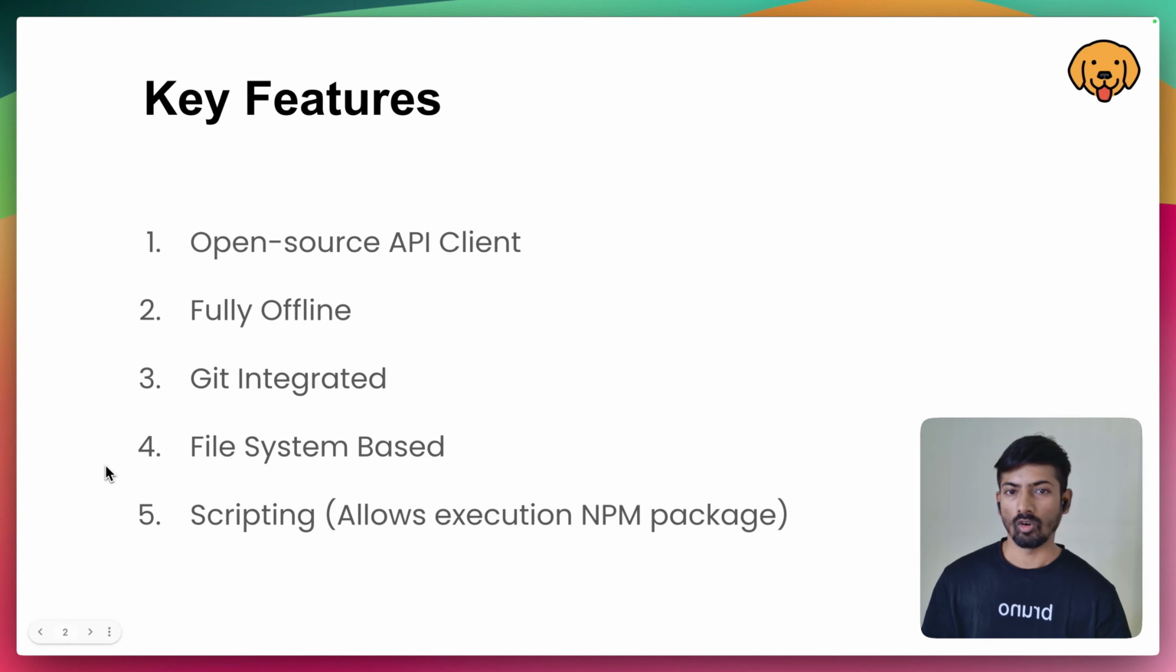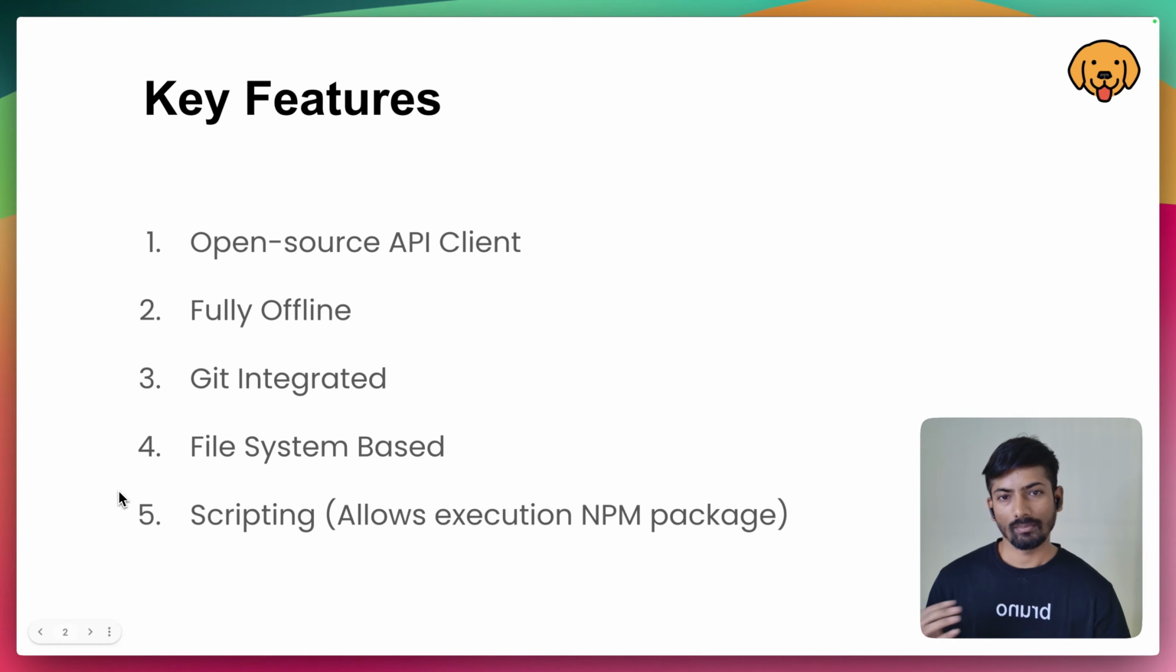And as I mentioned, Bruno is offline. So file system based is part of being a fully offline client, where whatever you create inside a collection, whatever you create inside Bruno, is stored on your file system, not anywhere in the cloud, because Bruno is an offline API client. Scripting.